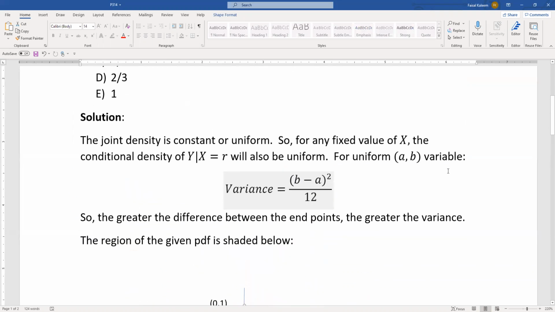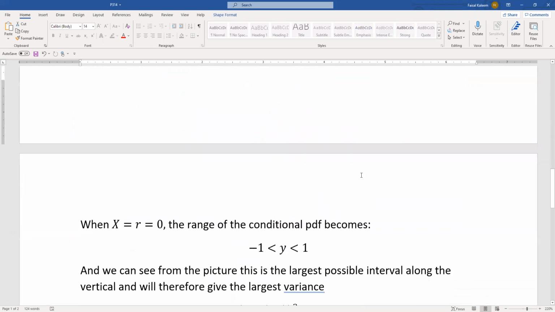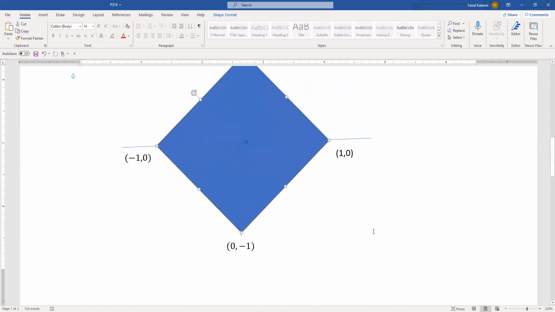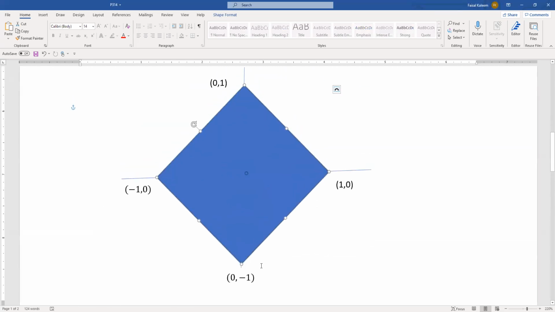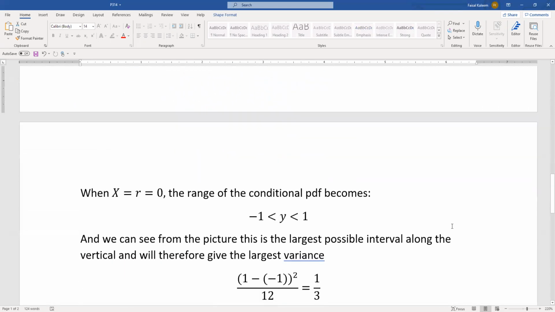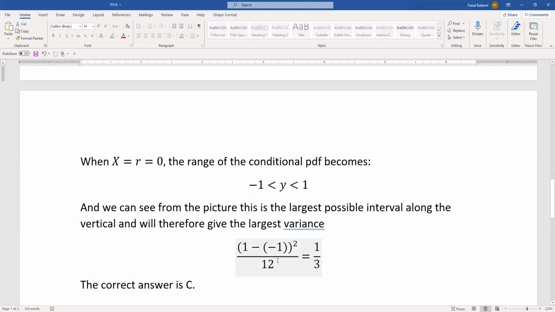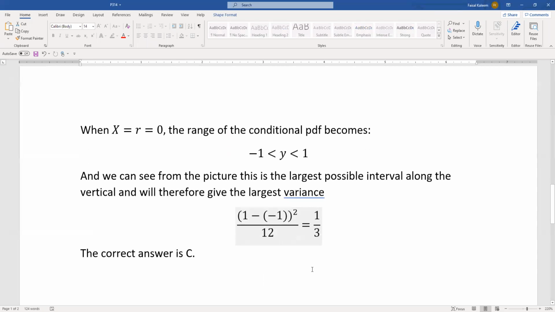So that's what we have mentioned here. When x is equal to r is equal to 0, the range of the conditional PDF becomes y between -1 and 1. And therefore, this is the largest interval. As we can see from the picture, in this shaded region, you cannot construct a bigger interval for y than y between -1 and 1. And therefore, the variance is (b minus a) squared by 12. So (1 minus -1) squared by 12. This is b, this is a. And that's 1/3. That is choice C.